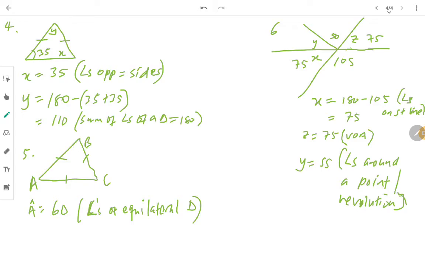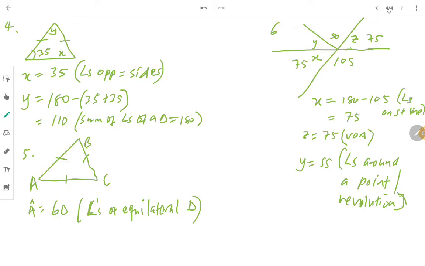We can still use angles on a straight line. Besides angles on a straight line, we can still use vertical opposite angles. It also works. Okay. So all this will still work.